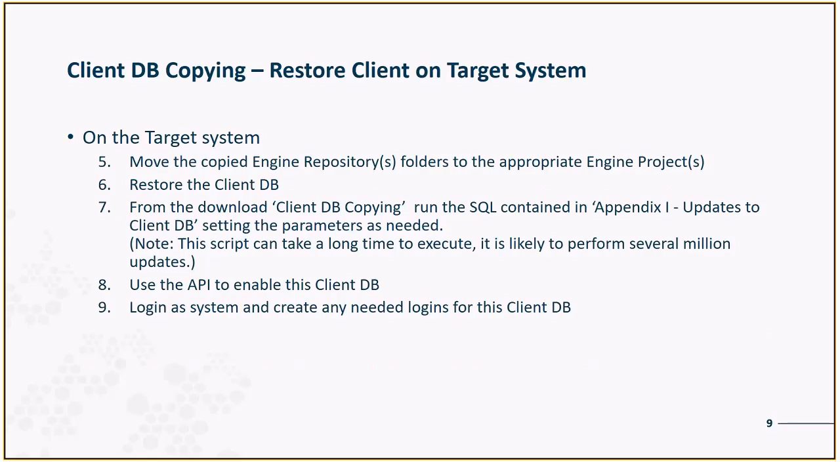Restore the client DB. From the download client DB copying associated with this video, run the SQL contained in Appendix 1, updates to client DB, setting the parameters as needed. Note this script can take a long time to execute. It's likely to perform several million updates. Use the API to enable this client DB, and then you can log in as system and create any needed logins to this client.